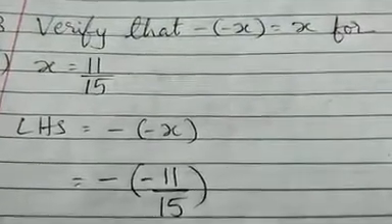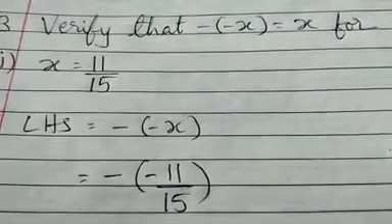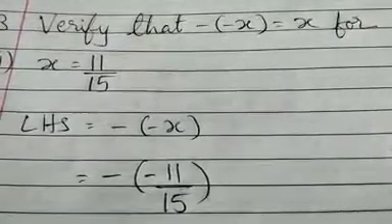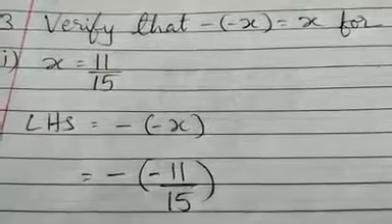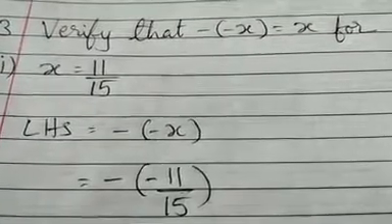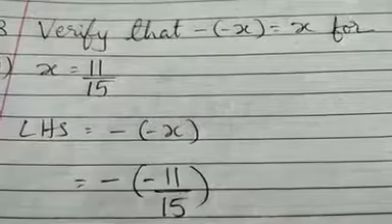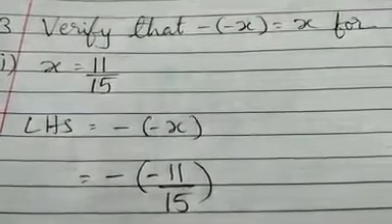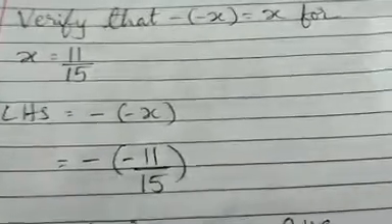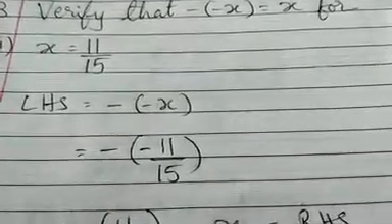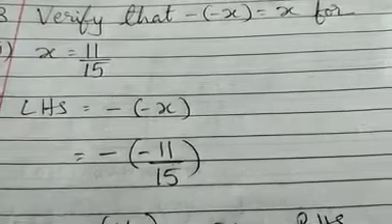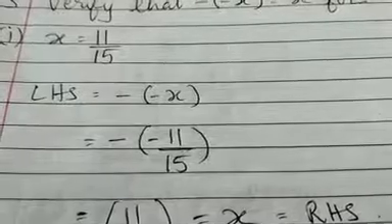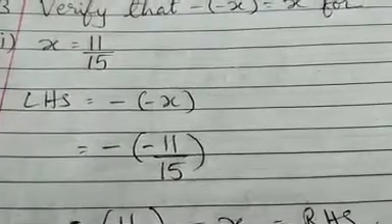In this case, you will start the solution. You will take the left hand side of the expression given in the question. Left hand side tells you minus of minus x. So we write LHS. LHS means left hand side. Left hand side is equal to minus of minus x. Now we will substitute the value of x in the place of x. Substituting means we will take the value of x and put it where the x is. So I have written 11 upon 15 in place of x.